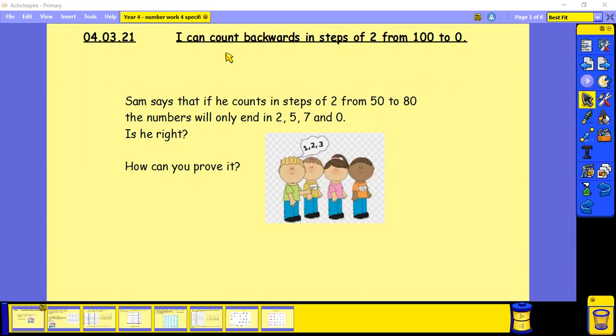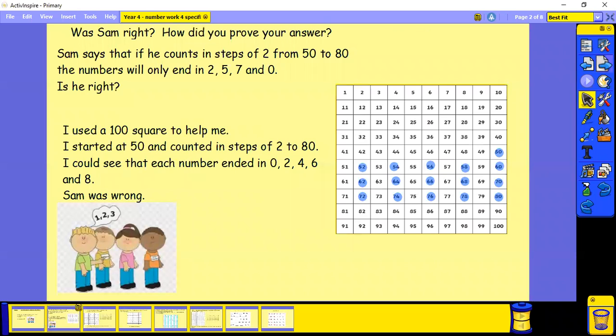Sam says that if he counts in steps of 2 from 50 to 80, the numbers will only end in 2, 5, 7 and 0. Is he right? How can you prove it? Pause whilst you have a try. So was Sam right? And how did you prove your answer?